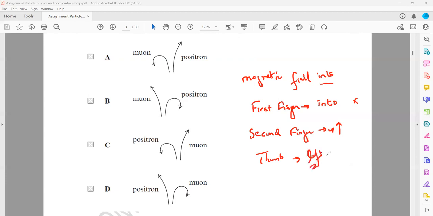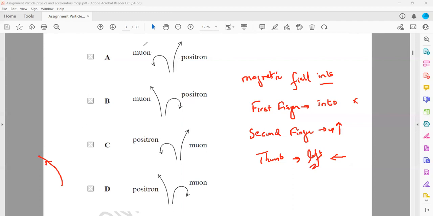So if the thumb is pointing towards left, it means that the positive particle will deviate towards the left. So if the particle is coming from the bottom, all the particles are moving up. So the positive particle will go towards the left-hand side as the left thumb is pointing towards left.